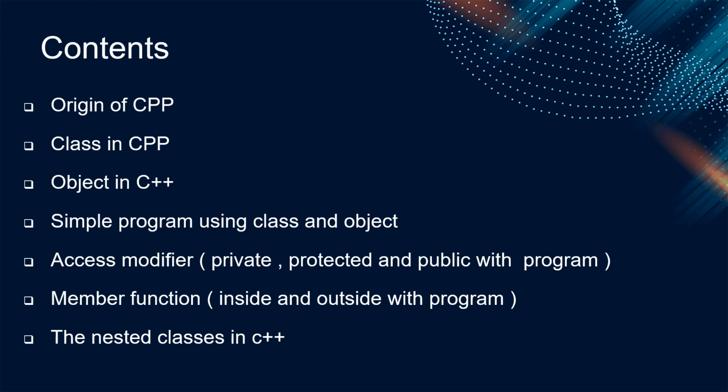Now, what are the things which we will discuss in this video? The first one is the origin of C++, second is class in C++, third is object in C++, a simple program using class and object, access modifiers that is private, protected, and public with program, member function inside and outside with program, and the nested class in C++.